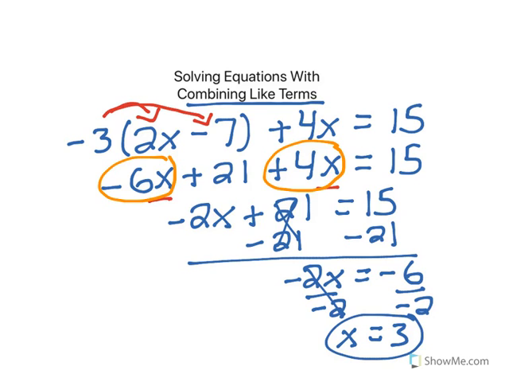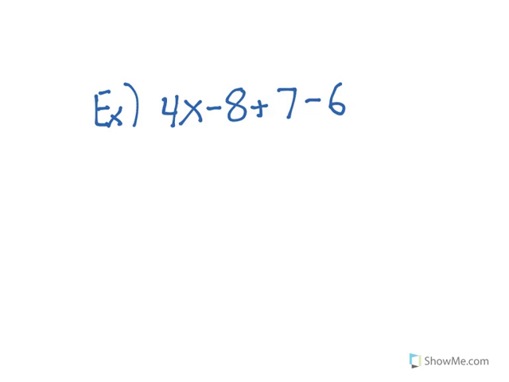All right, let's do one more example with combining like terms, just so you can make sure we got this down. So our next example would be 4x minus 8 plus 7 minus 6x equals -9 minus 1x. Now I look at this and it looks like a lot of work, but I'm going to just try and follow my steps.